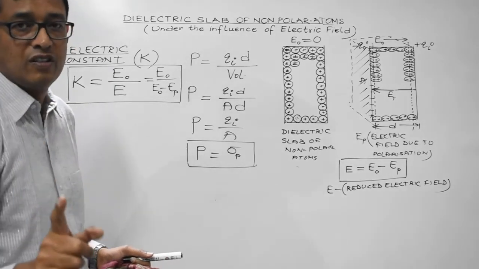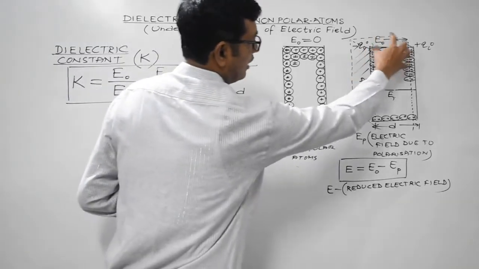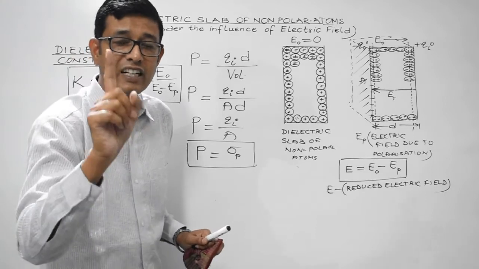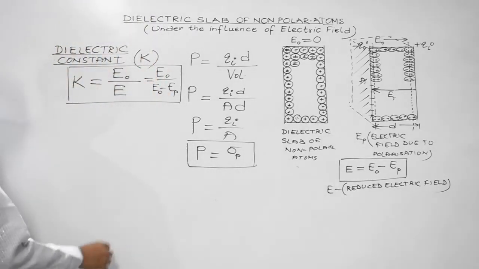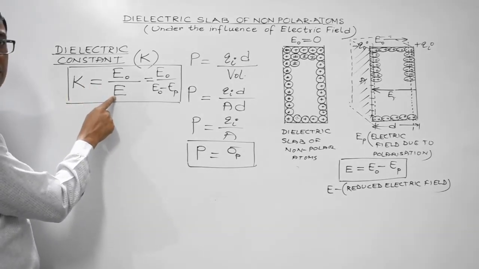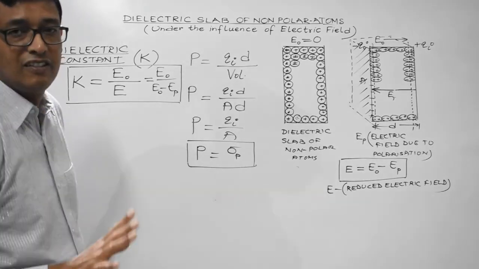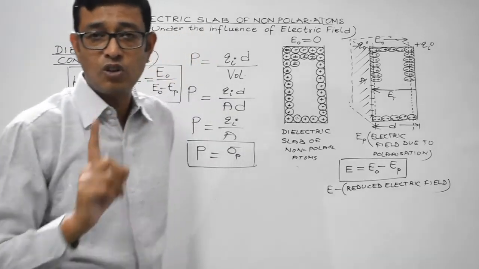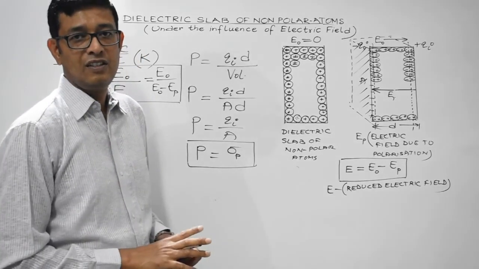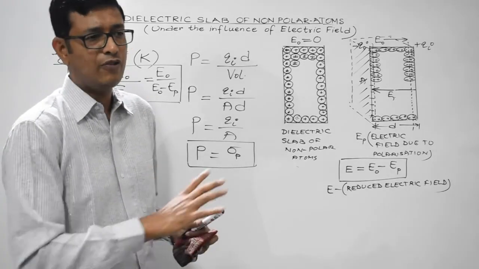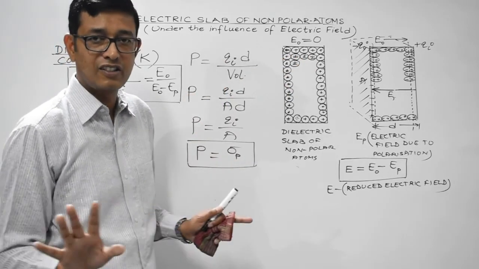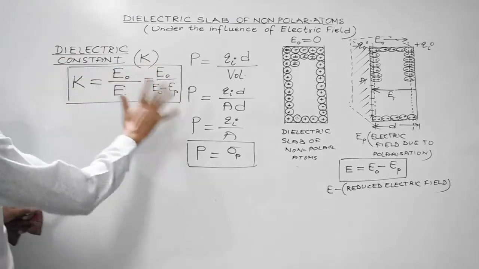Here I must mention, in the case of conductors, if we replace this dielectric with a conductor, we are aware that inside a conductor the net field is 0. So this will become 0 in the case of a conductor, and K will become infinite. Students, remember, this is a very important concept. The dielectric constant of a conductor is infinite. For vacuum it is 1, and for any other insulator it should be greater than 1 and less than infinite. Is it clear? So this is regarding dielectric constant.